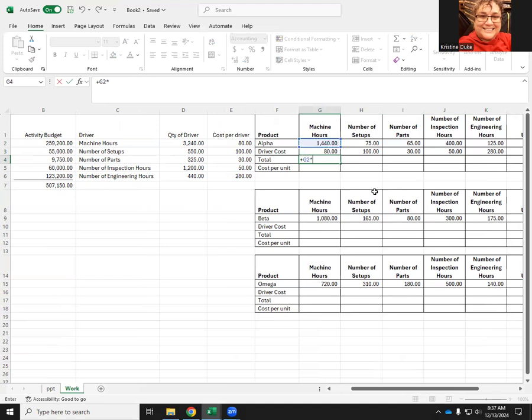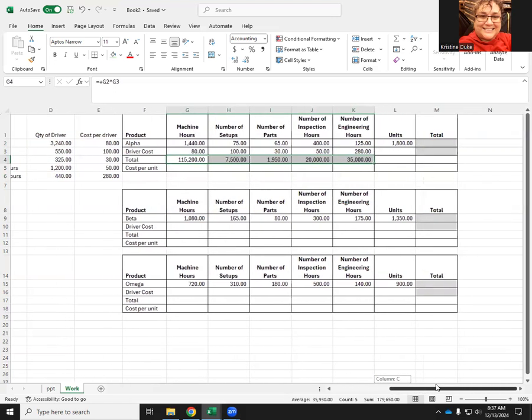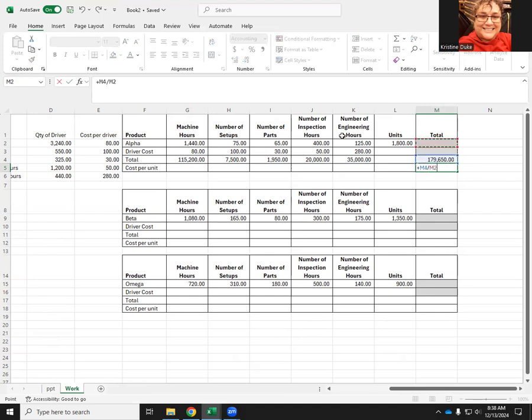And so what I do is I come in here and I just multiply that. And I'm going to drag that on down. And then I'm going to come over here and see what else I got going on here. Okay, now we have 1,800 units. So I'm going to make the total right there. And so I got 179,650 divided by 1,800 units. That's what it costs per unit.